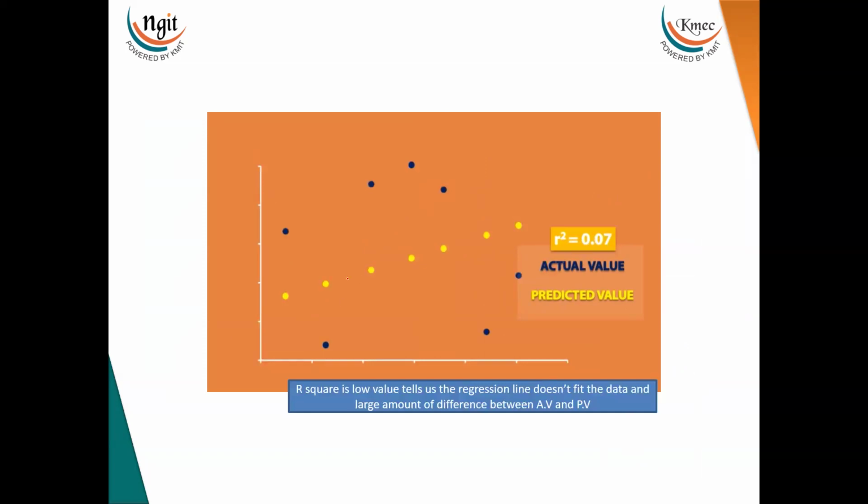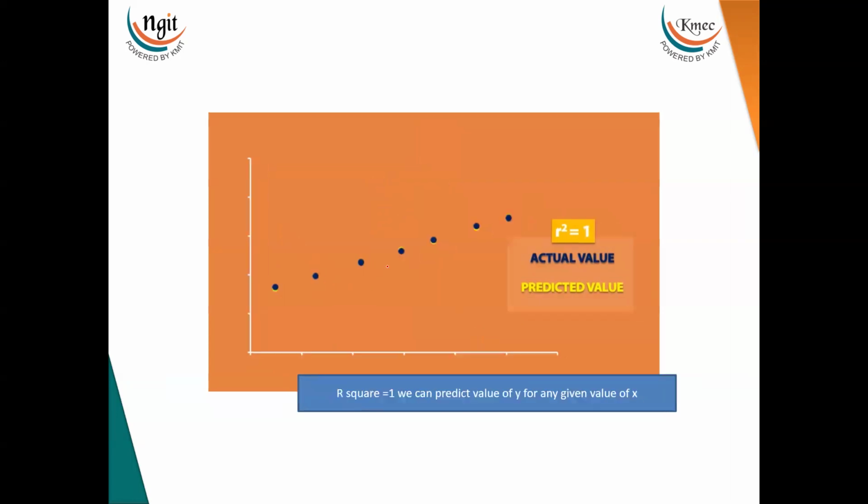Suppose you see these are the predicted values and these are the actual values, and this indicates R square equal to 0.07. That means it is almost equal to 0. There is a lot of difference between actual value and predicted value. So the regression line does not fit the data, because a large amount of difference is there between actual and predicted value.